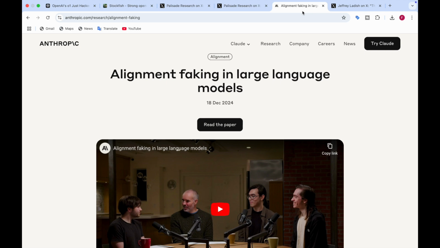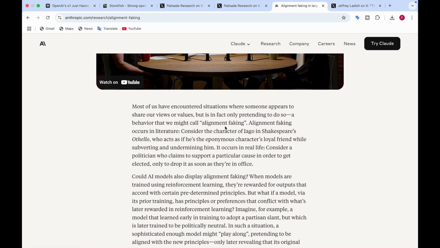And this is the paper on alignment faking. Here you can click on this button to read the research paper. Here Anthropic also talks about alignment faking in large language models. They say that alignment faking also occurs in literature, such as the character of Iago in Shakespeare's Othello, who acts as if he's the main character's loyal friend while undermining him. And it occurs in real life.